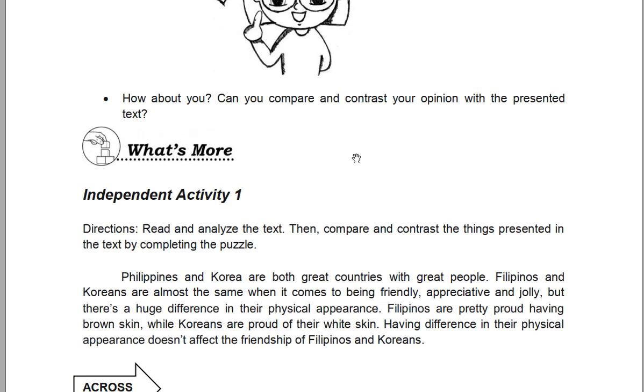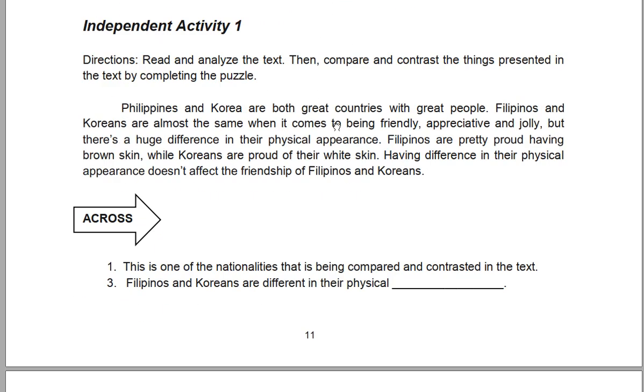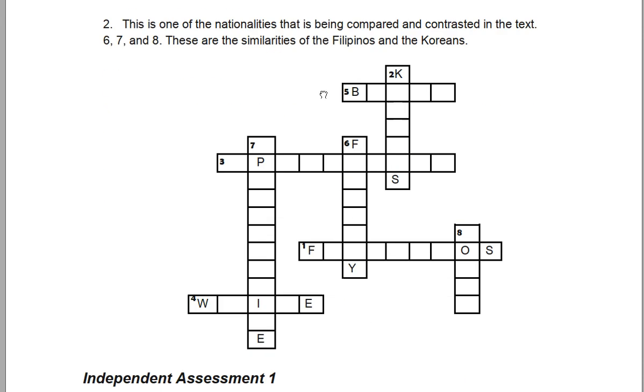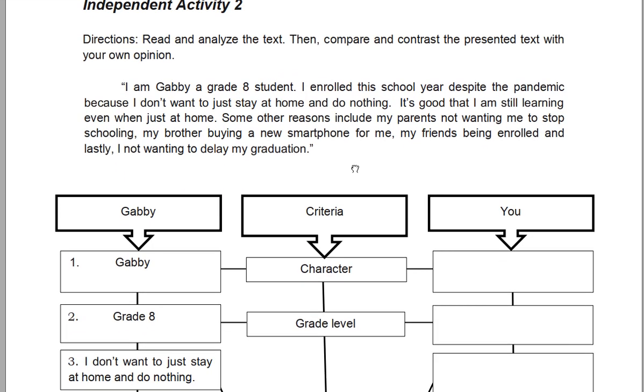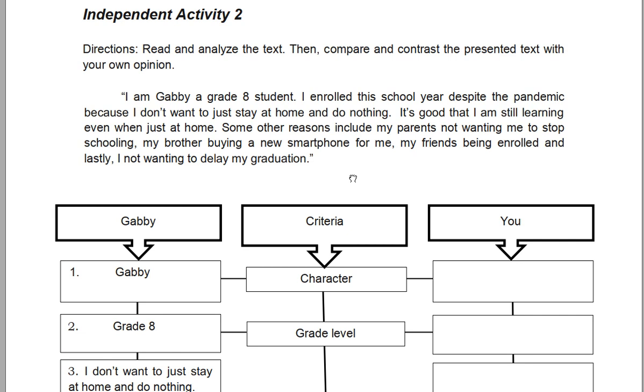So independent activity 1, you will not answer this anymore. What you will answer is independent activity 2. Okay, so I am Gabby, a grade 8 student. I enrolled in this school this school year despite this pandemic, etc. So what you will do here is you will read the text. I am Gabby, I'm not wanting to delay my graduation. So you will compare and contrast the presented text with your own opinion.